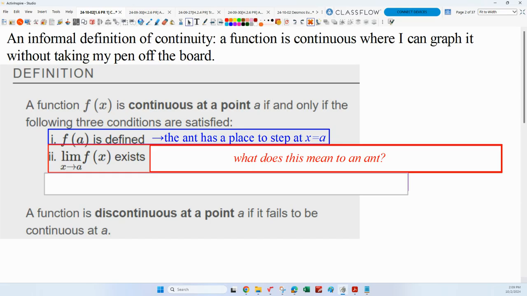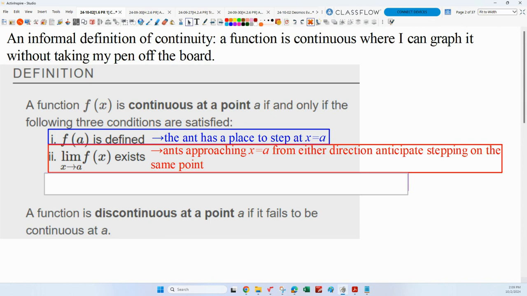So what does that mean in terms of an ant? Okay, it can't be approaching, it has to approach the same point from 2 different directions. And there is a single place then where the ant anticipates stepping. Okay, ants approaching x equals a from either direction anticipate stepping on the same place. And then what do you suppose has to be true about those first 2 criteria if the function is going to be continuous? The ant has to have a place to step. He has to anticipate stepping on a place.